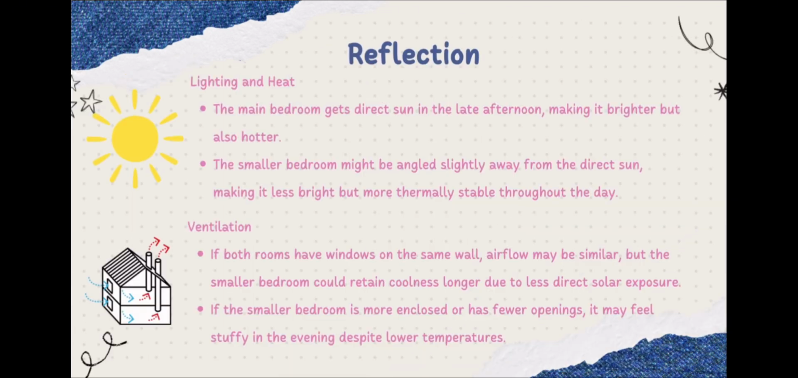Overall, the master bedroom gets direct sunlight in the late afternoon. This makes it brighter but also hotter, affecting comfort levels. The smaller room, on the other hand, remains more thermally stable throughout the day, although it's a bit dimmer.